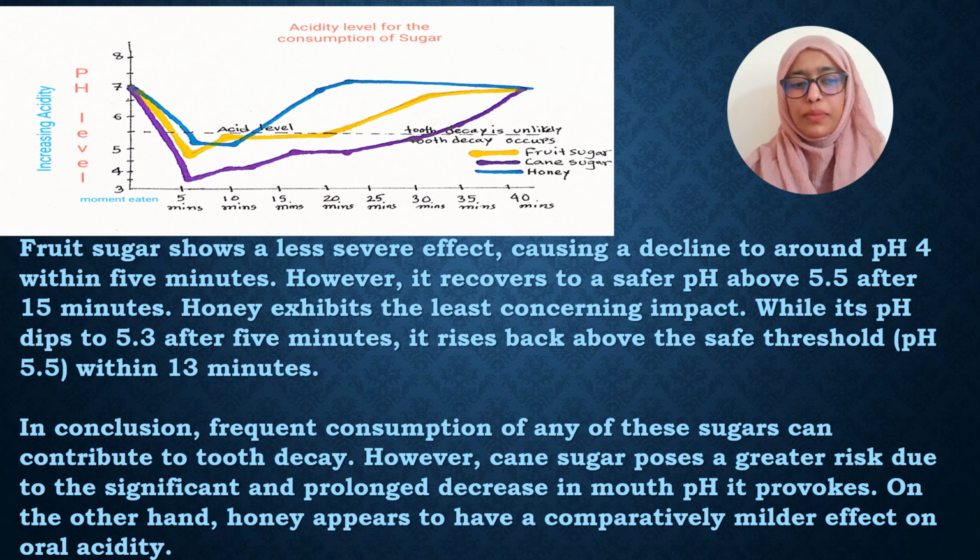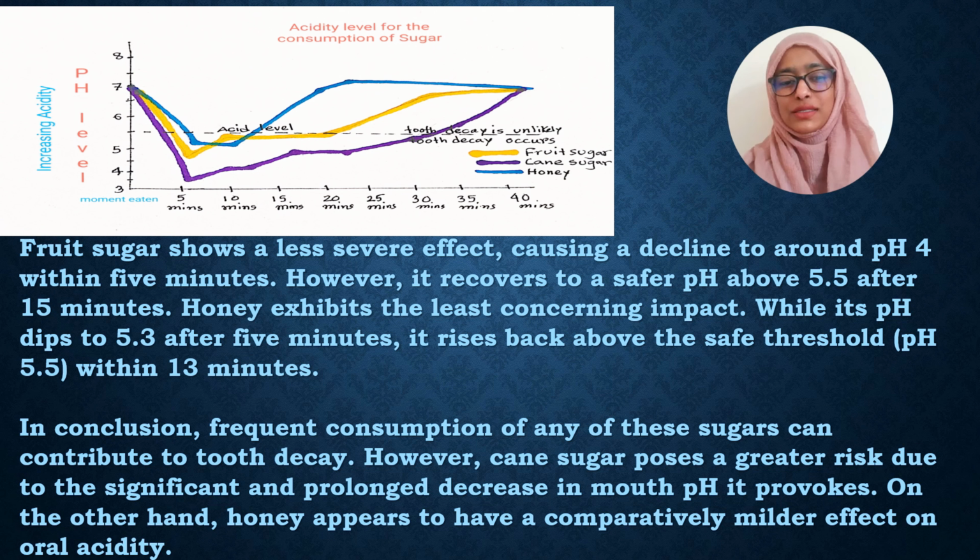So the conclusion is a part of the line graph, or Task 1, where you should try to finish it within 2 to 3 sentences. In the first line, we can give a general statement, general data about the overall writing, and then in the second sentence you can give a comment. Okay, you definitely should give a comment, like, however, canned sugar poses a greater risk due to the significant and prolonged decrease in mouth pH it provokes. Okay, you must give a comment-type sentence.